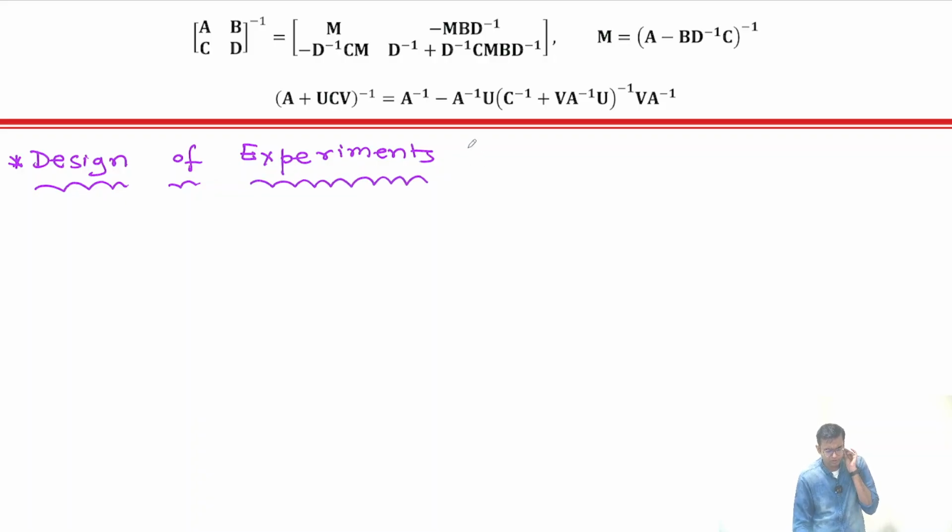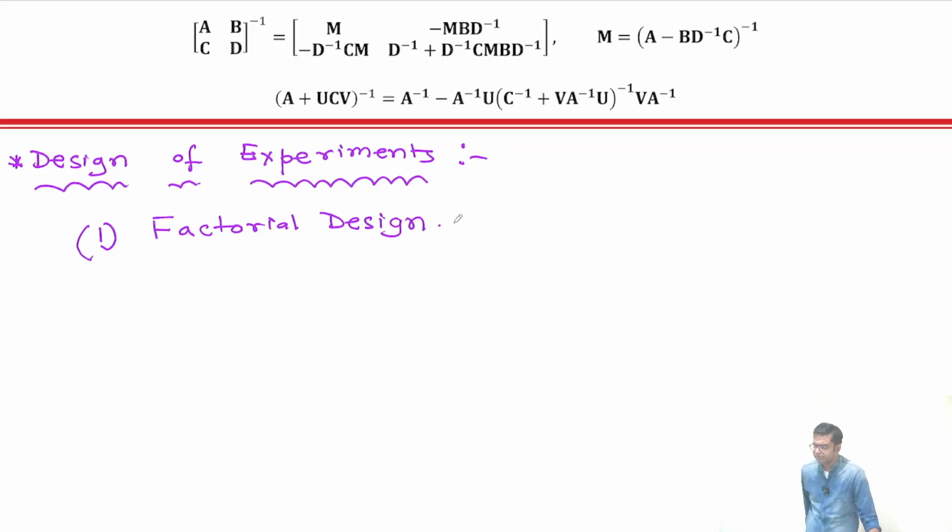So first we will talk about some of the most basic design of experiments, and the most basic one is factorial design. So what is factorial design? In factorial design, you place training samples only at the corners, corner nodes or corners. That's where you place it.